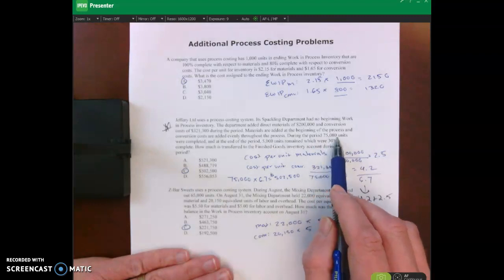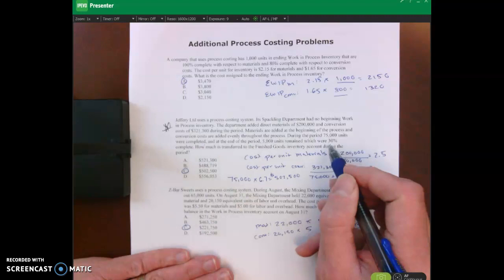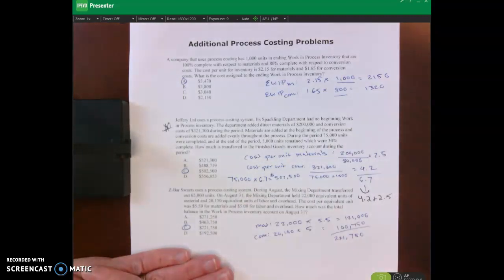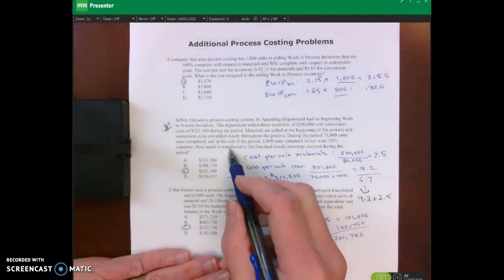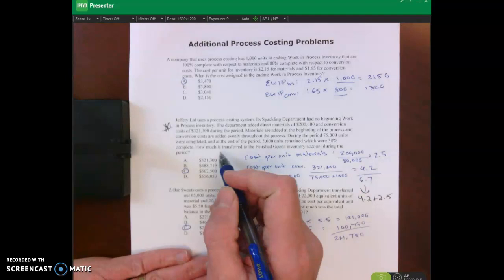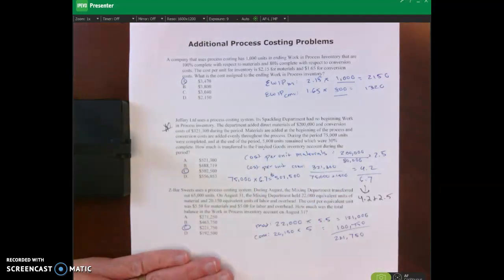During the period, 75,000 units were completed, and at the end we had 5,000 units in ending work in process, and they were 30% complete. What is the cost of the units finished? That's what this is asking for. How much was transferred to finished goods? Basically, I'm asking, what's the cost of the completed units, or the cost of the units finished?